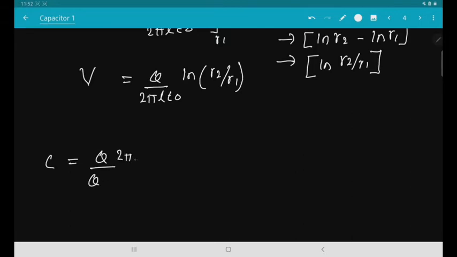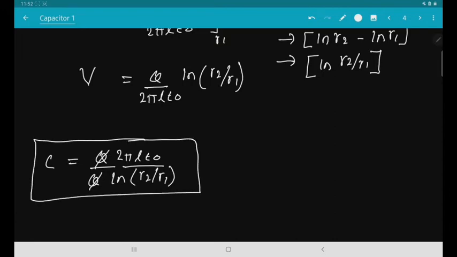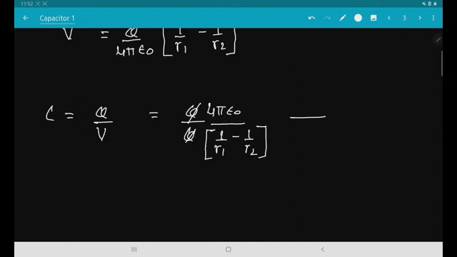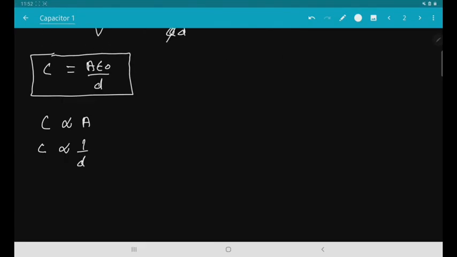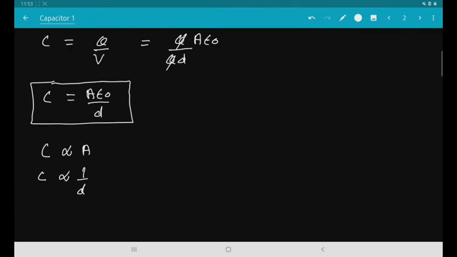Now this will go in the numerator, L epsilon naught, and we will have log of R2 by R1, that is the natural log. This Q will cancel and this will be the equation for cylindrical capacitors. So basic equations we have seen. For cylindrical capacitors it will be 2 pi L epsilon naught divided by log of R2 by R1. For spherical capacitors we will have 4 pi epsilon naught divided by 1 by R1 minus 1 by R2. And for parallel plate capacitors we have the equation C is equal to A epsilon naught divided by d.